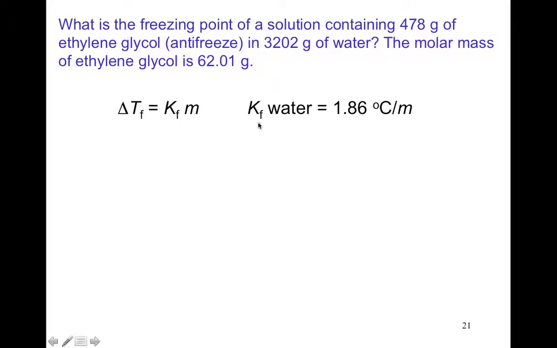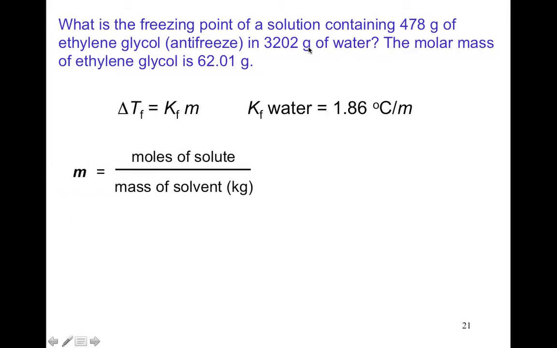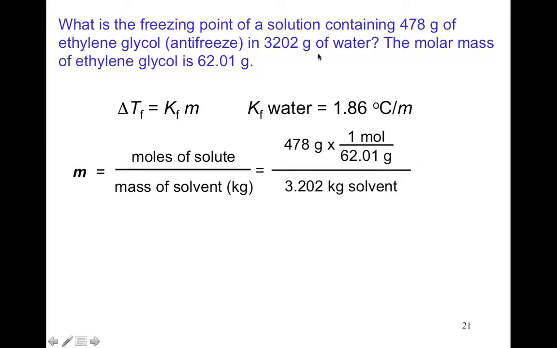So we go to that table, 12.2, which we just left, and we find the Kf of water is 1.86, and that's a constant. Now we got to find the molality of ethylene glycol in water. And so molality is moles of solute over kilograms of solvent. Well, that won't be too bad. We just take grams and convert it to moles. And then our mass of our solvent, and our solvent is water, and that's nice because it's in grams, so we're already pretty much ready to go there.